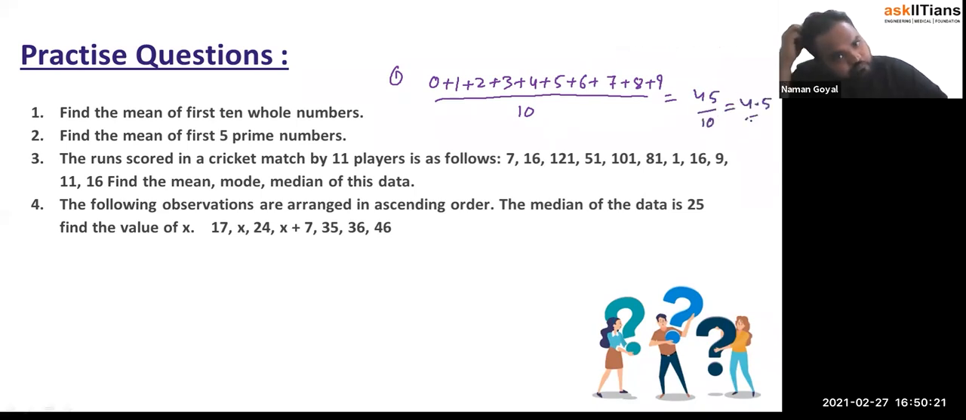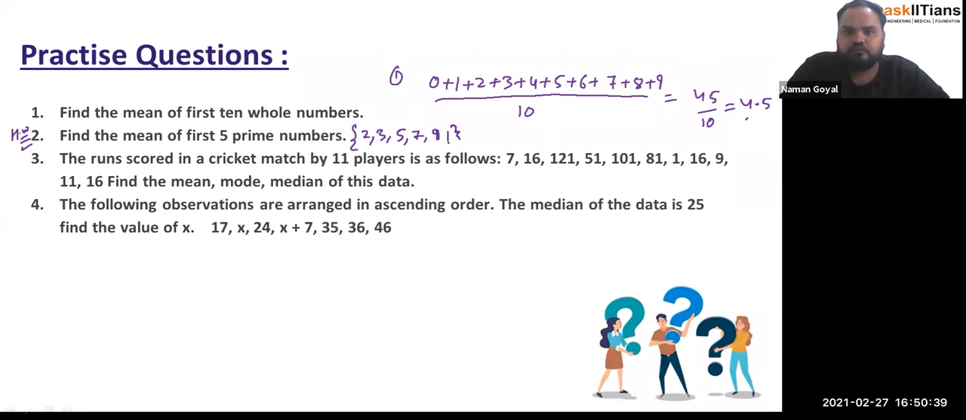Now find the mean of first 5 prime numbers. You can do this question on your own. This is for your homework. I can tell you which are the prime numbers we have to add. 1 is not a prime number, neither composite number. 2, 3, 5, 7, and 9. 9 is not a prime number. 11. So we have to add these numbers and divide it by 5 is the answer. Now you can do this question as your homework.